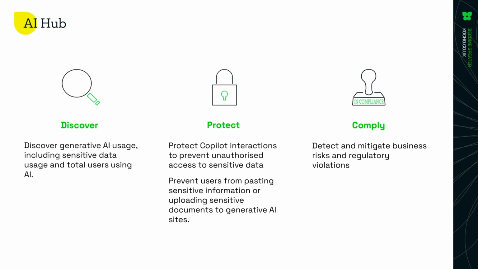We can also look at starting to protect some of those interactions, so prevent unauthorized access to this sensitive data. Again, looking at things like sensitivity labels to bring in, but also being able to recognize when those interactions are happening.